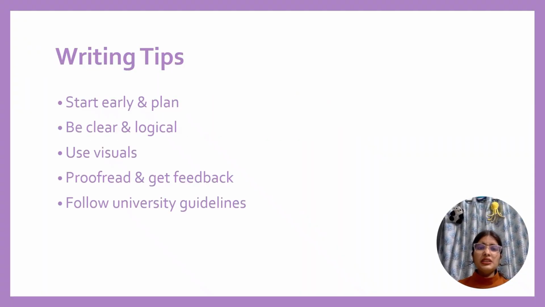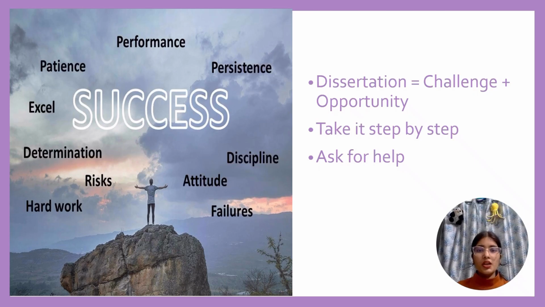Now a few writing tips which you should keep in mind while writing your dissertation. Start early and plan your chapters. Don't try to do it at the last minute. Make sure your chapters flow like a story. Use visuals because charts and graphs are easier to understand than long paragraphs. Always proofread and ask peers for feedback. And finally, follow your university formatting rules carefully. Writing a dissertation is challenging but also a golden opportunity to contribute to knowledge. Take it one step at a time.